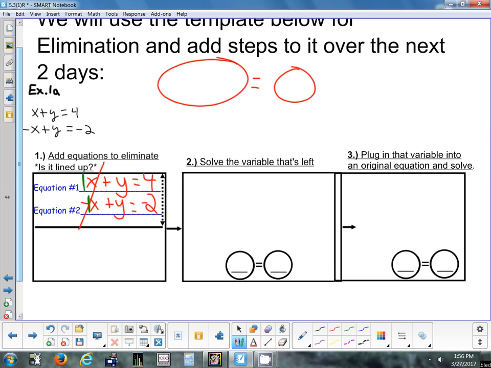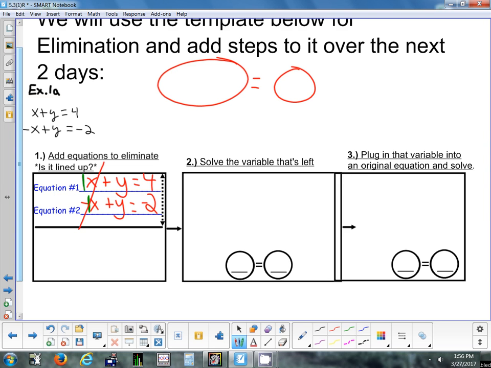Now, why did it eliminate? What did he just do with the x and the negative x? Well, how did he cancel them out? Did he multiply them together? No? Added them. Yep. So we're going to add those equations to eliminate. All right. Now we're going to add.